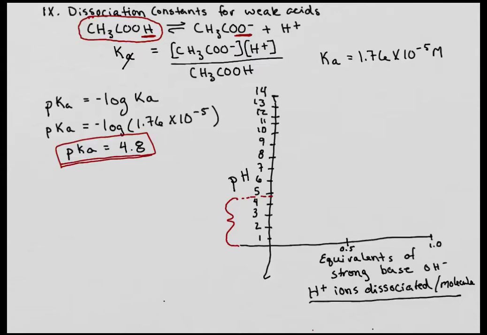So as we raise the pH and eventually add 0.5 equivalents of base, in all of these pHs below the pKa, here CH3COOH predominates.